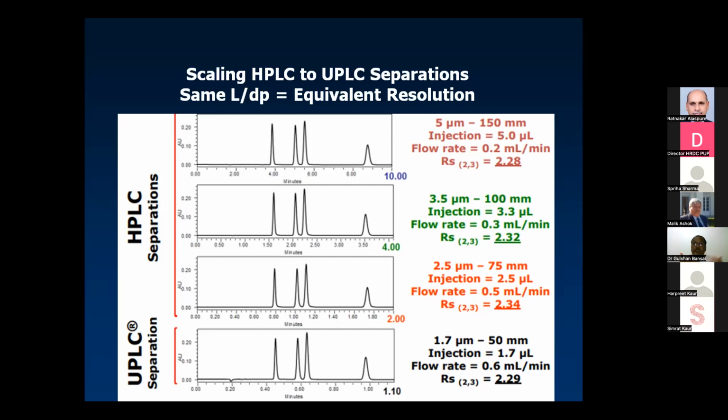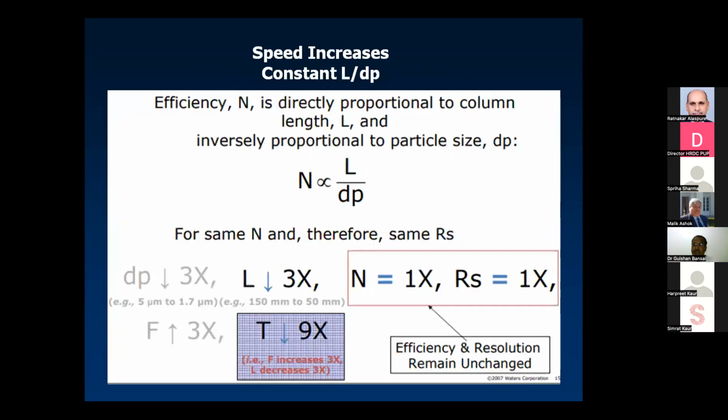So we have to work upon the different UC permutations and combinations. What are our requirements? Whether we want to shorten the runtime, whether we want to increase the resolution, or how we can maintain the high resolution while decreasing the runtime, right? So working on all these possibilities, we have to select a particular column having a specified length and specified particle size and specified bore size. So speed also increases. This is what we are doing. As the runtime decreases, the speed increases.